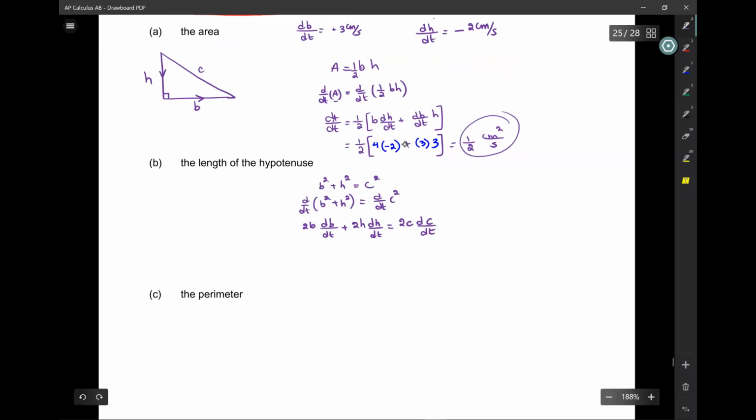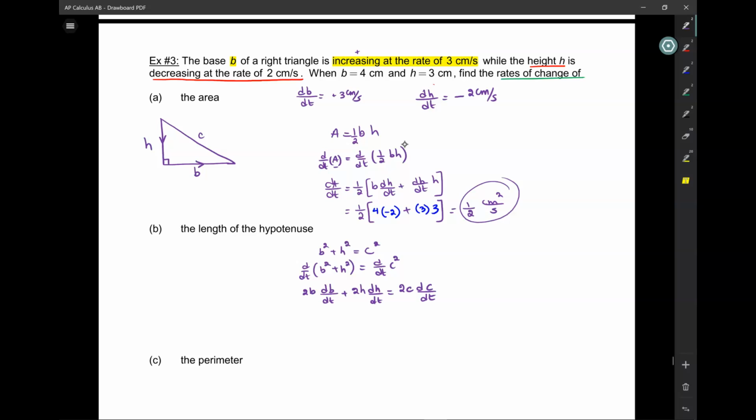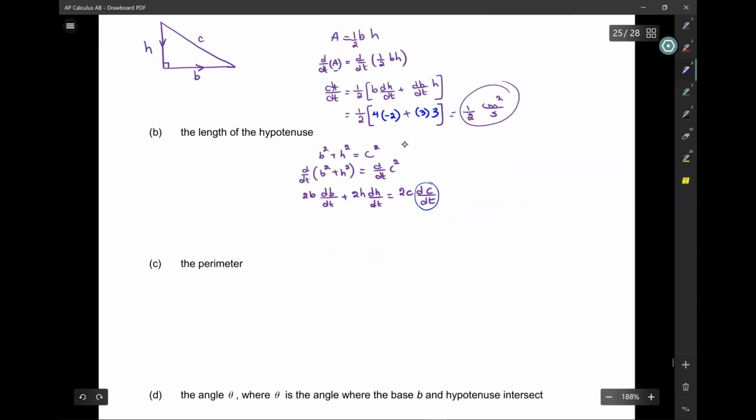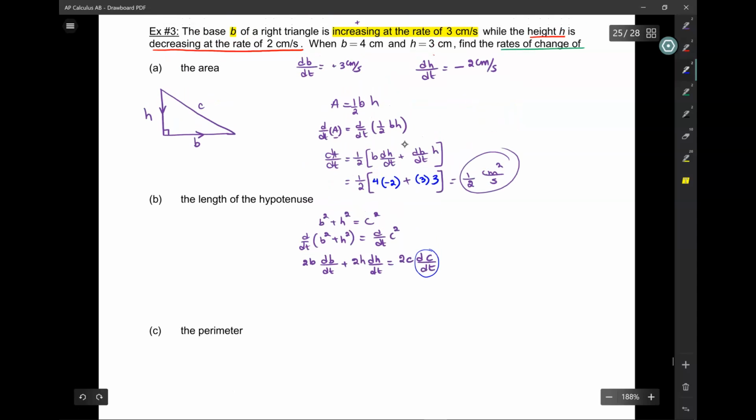Now, I have b given to me in the problem up there. I have db/dt given to me in the problem up there. I have h, I have dh/dt all given to me up there. I'm looking for dc/dt, but I don't have c. But you can find c, right? Because I have this triangle. It says when b is 4 and h is 3. This is happening when b is 4 and h is 3.